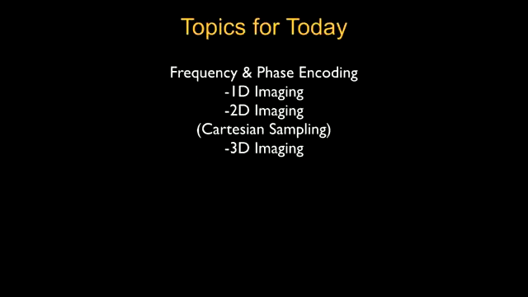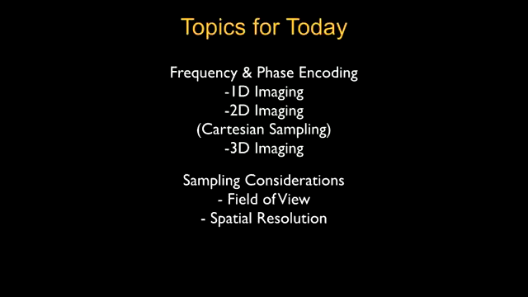Now I'll be talking about the frequency encoding and the phase encoding. First I'll be talking about 1D imaging, and then expanding to 2D and 3D. In this situation, I'll be talking more about Cartesian sampling. Later, some of the non-Cartesian imaging may be covered, but not today. And then the next topic is the relationship between the resolution and the field of view, and the motion artifact.